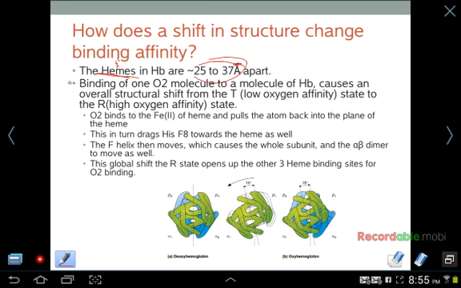The reason is that the binding of one oxygen molecule to one of the hemes causes an overall structural shift from the T, which is the deoxy, to the R, which is the oxyhemoglobin. Now, this first initial shift is actually unfavorable because we break some of the interactions between our beta subunits. There are limited interactions, but we do break some.